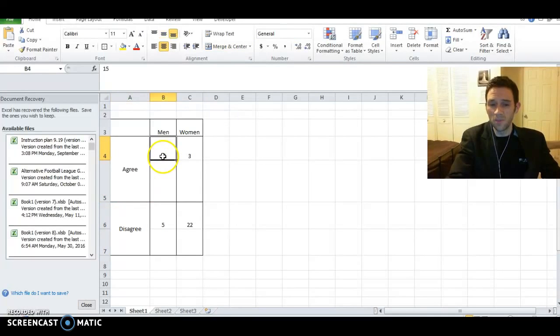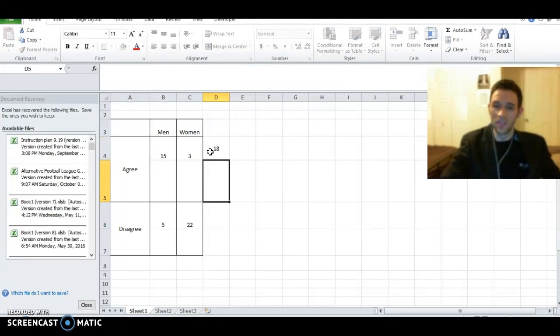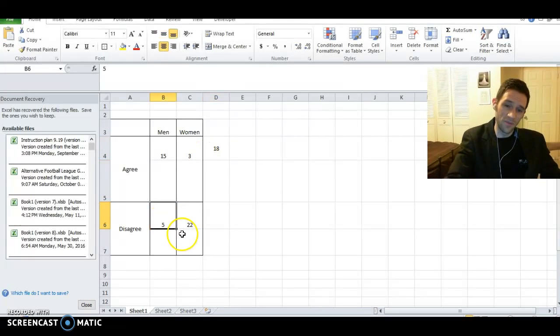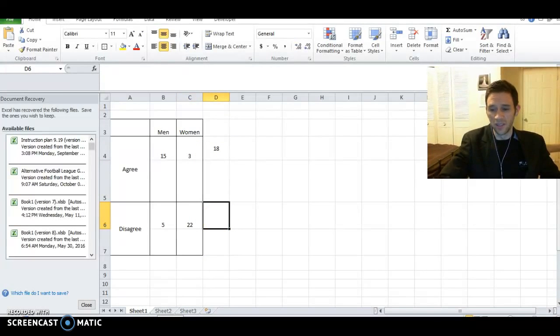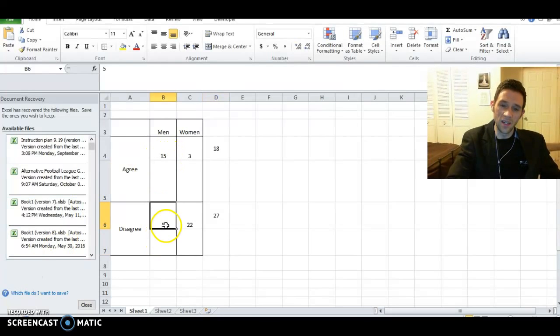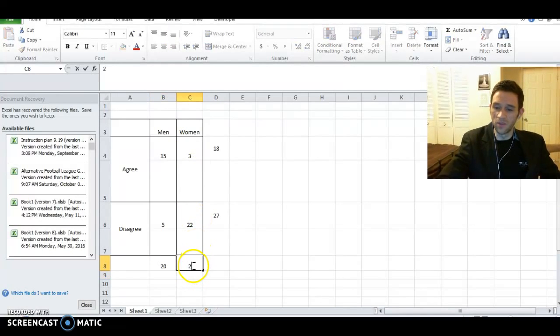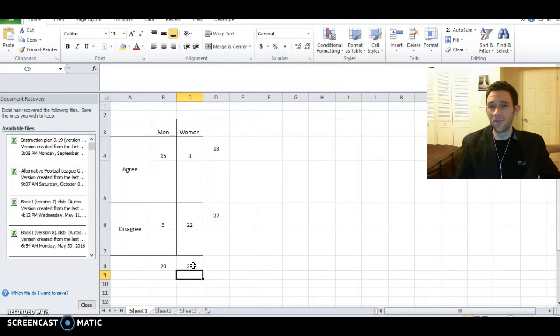So you have 15 people that agree with the policy and 3 people that disagree. So you have a total of 18 people. You also have 5 people that disagree and 22 that disagree here. So that gives you 27. We have 15 men here and 5 men here. That gives you 20. And we have 3 women here and 22 women here, which gives you 25. So you can see that we can get totals for all of these different categories and put them out in the margins, and that's exactly what these are.